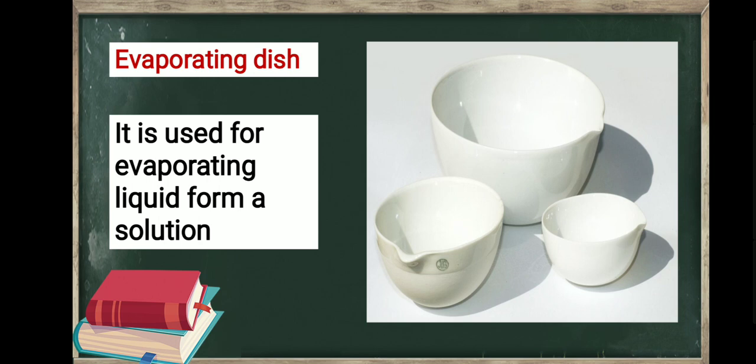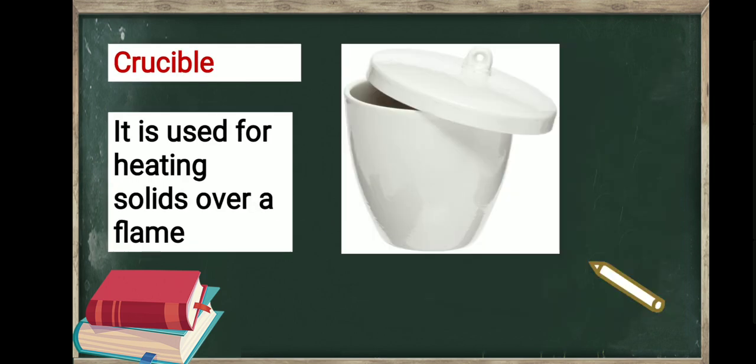The next one is the crucible. The crucible is used for heating solids over a flame. Means whenever you have to heat solids. For liquids you are using boiling tubes and test tubes and different kinds of flasks as well. But when you have solids, you will go for the crucible.